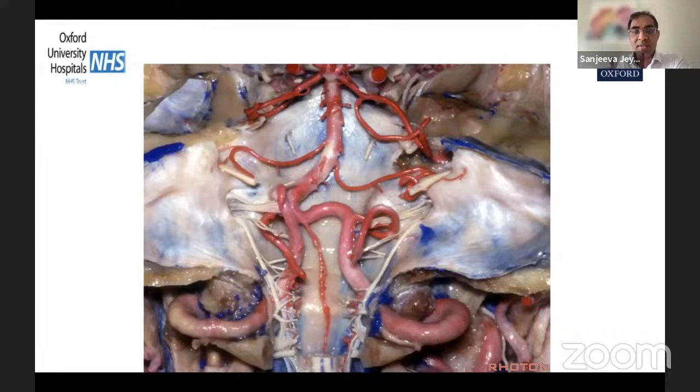The Rhoton collection is an amazing resource. I'm sure everybody's using it. If you're not, you must. I still use it now. And for teaching, it's amazing. And of course, it's freely available. So let's talk about the anatomy of the posterior fossa and what you need to understand broadly when you're operating here. It's sort of cone-shaped, broader at the top and then narrowing down.